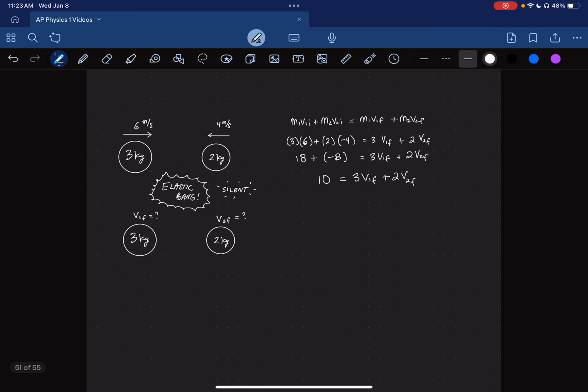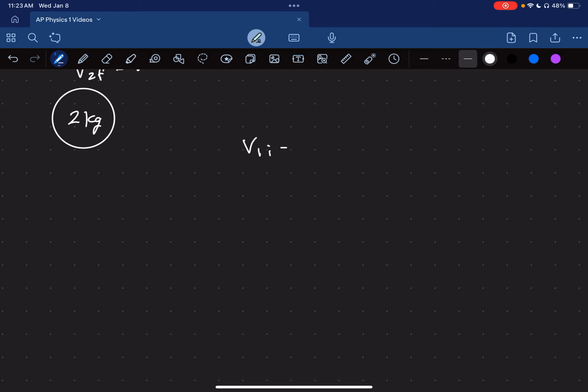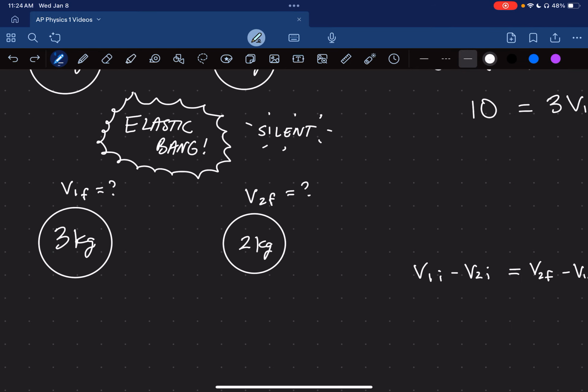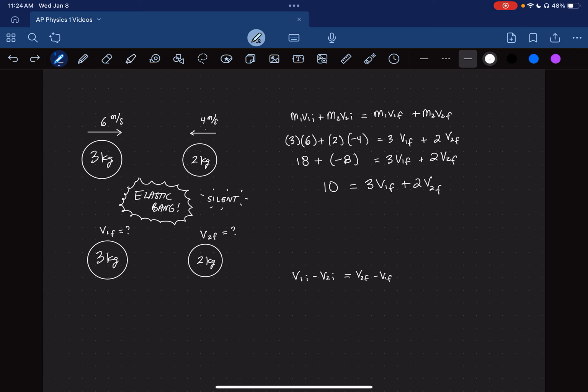Okay, now I'm going to skip some space because clearly we're stuck here. We're going to have to use this other relationship. So I'm going to go down here, start it here. Make sure you copy down the subscripts right. So V1I minus V2I, and we know those. This is V1I, that's V2I. So this will be 6 minus -4 equals V2F minus V1F, which we don't know and we are stuck once again. 6 plus 4 is 10.